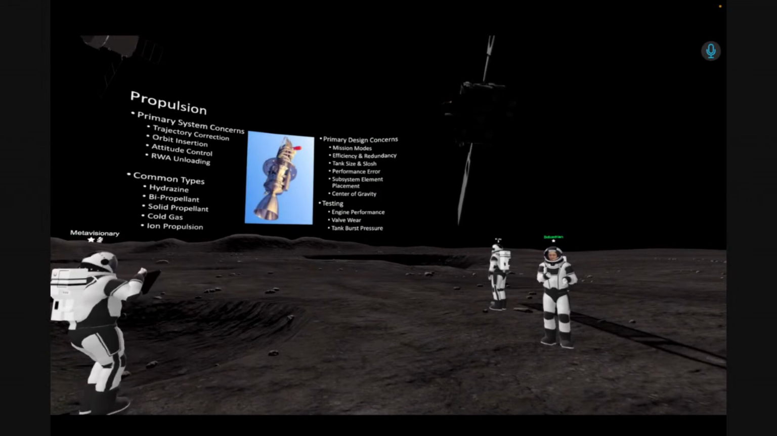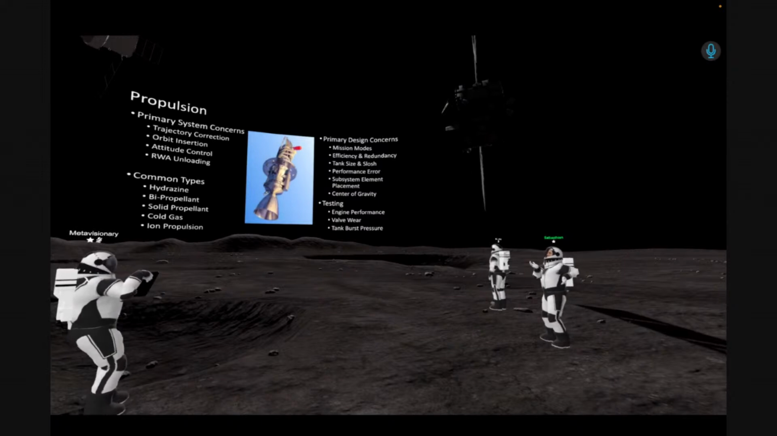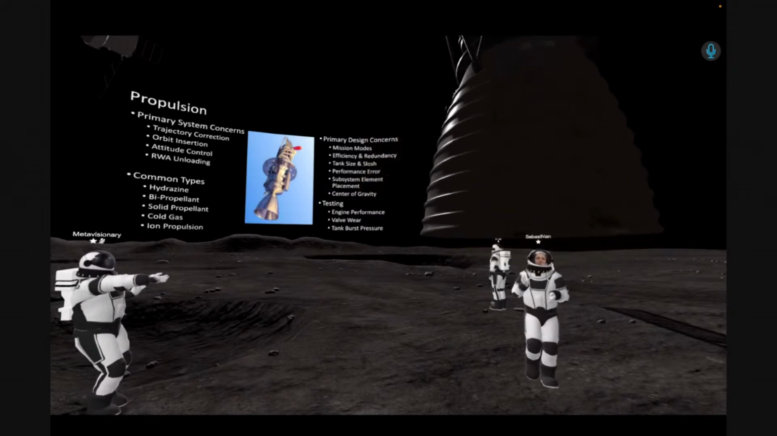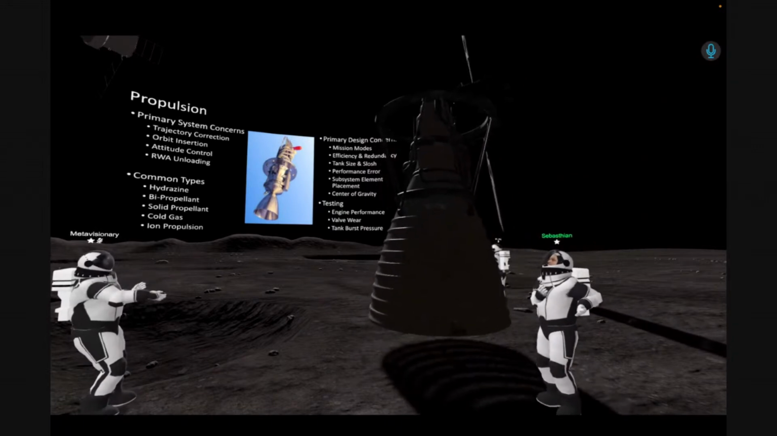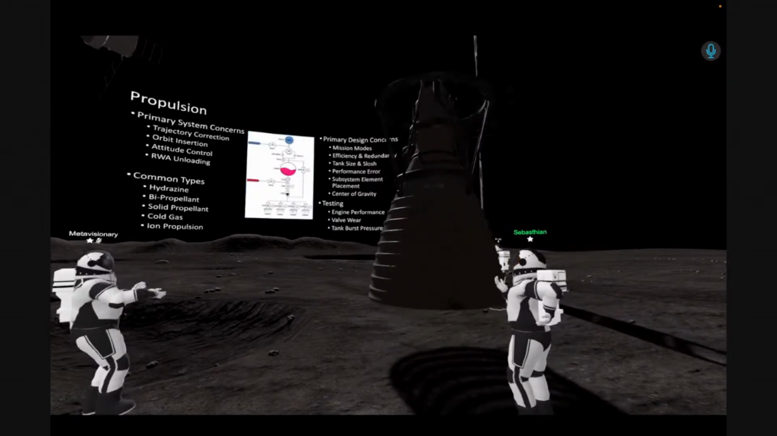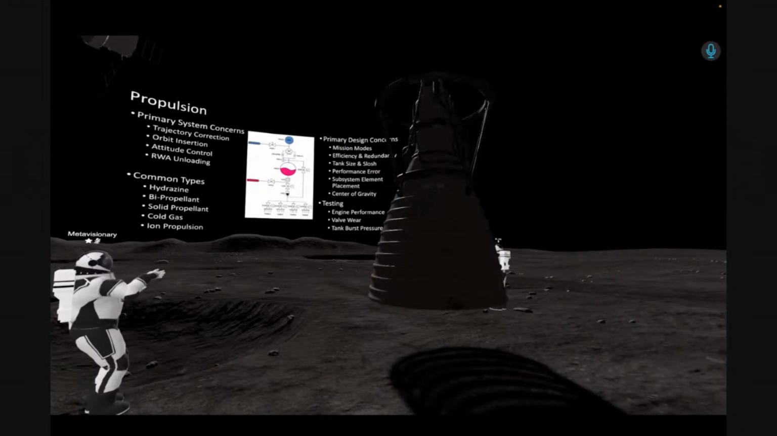Okay, so we see some propulsion in the presentation. This is a propulsion system for maybe hydrogen. This is pretty similar to what we saw before. But this is a motor for a rocket, a propulsion system for a rocket, not for a satellite.